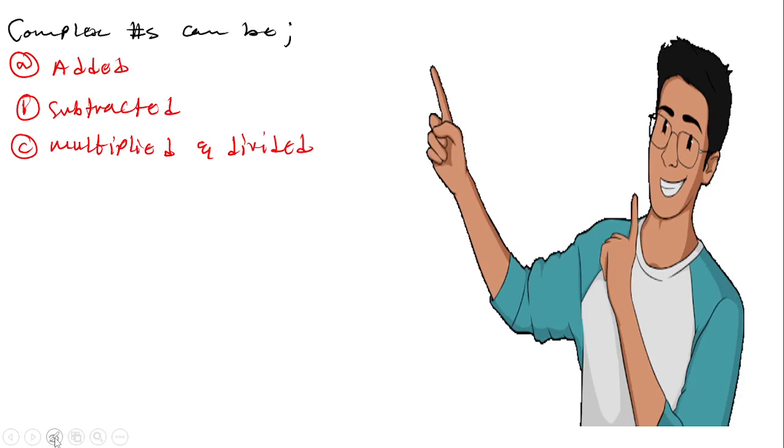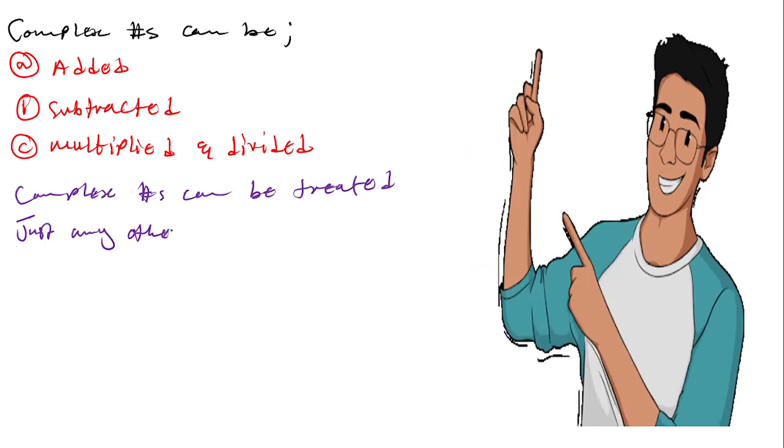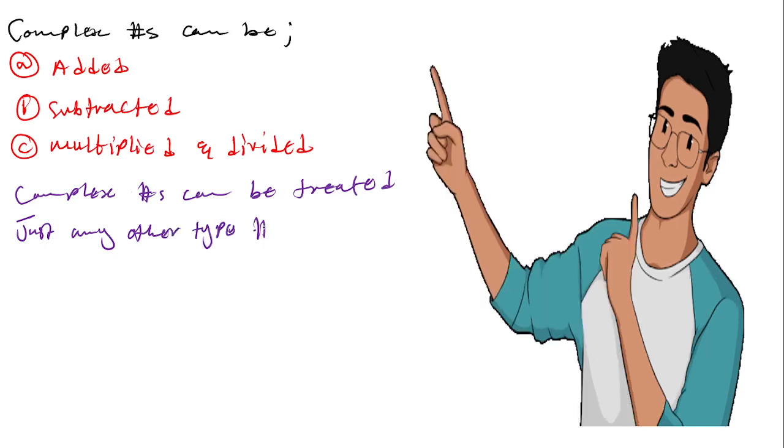Let me write that. Complex numbers can be treated just like any other type of number. This is something that we should make sure we understand when it comes to complex numbers.